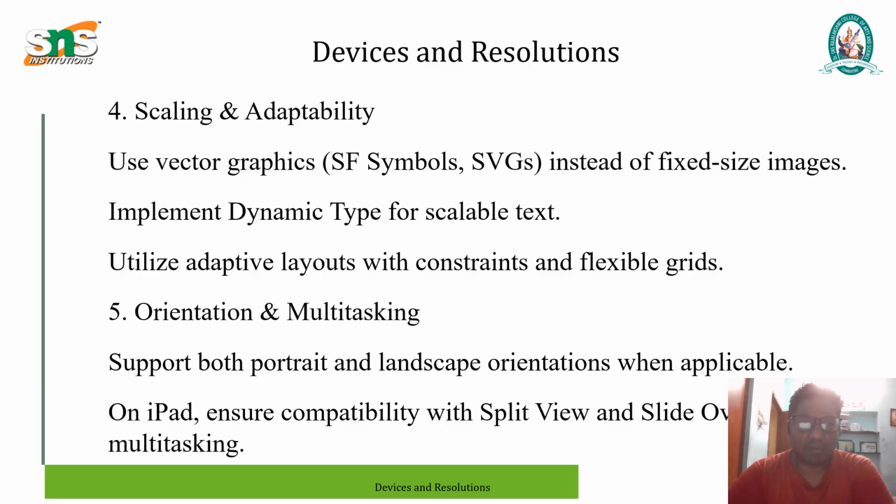So the fourth one is scalable adaptability. It is used for symbols and for vector graphics, for example symbols, SVG images, and dynamic type for scalable text, used in designs and layouts with constraints for a flexible grid. Grid means we use rows and columns.